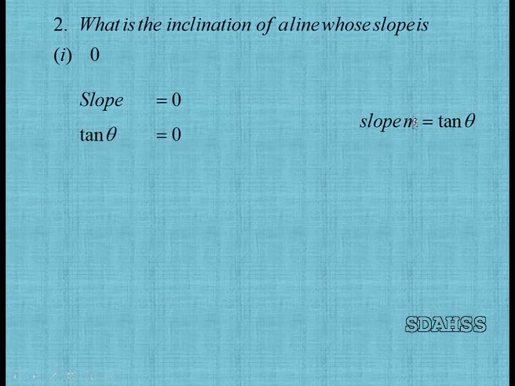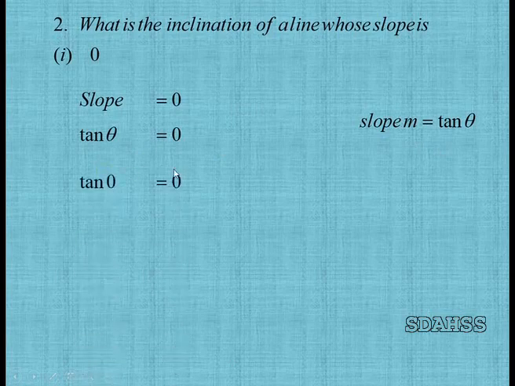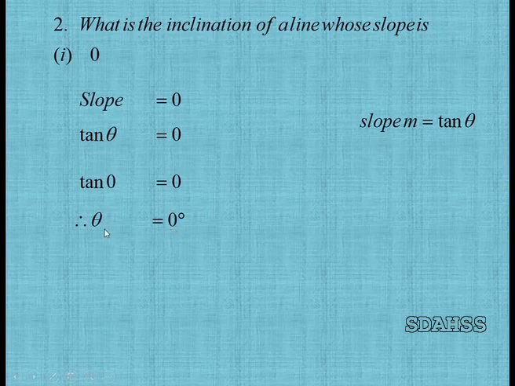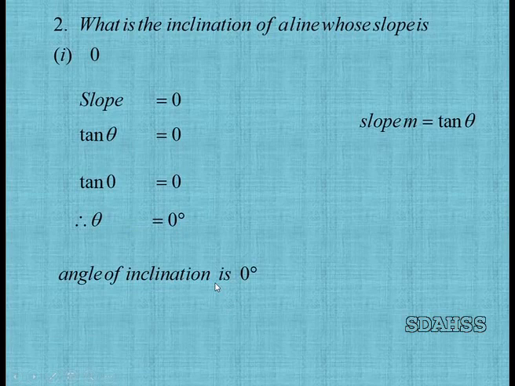In the place of m, substitute 0. So tan theta is equal to 0. We know that tan 0 is 0. So theta is equal to 0 degree. So the angle of inclination is 0 degree.